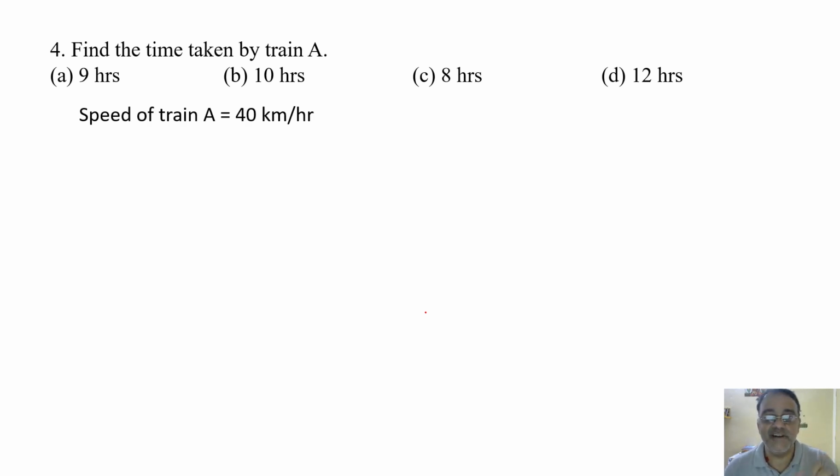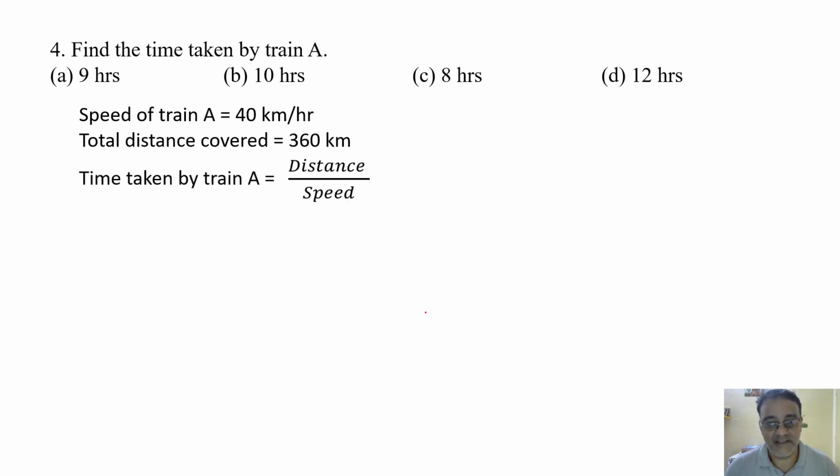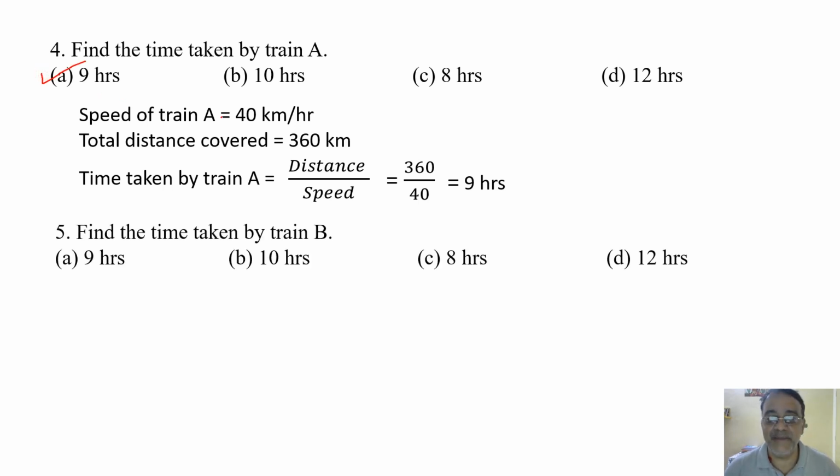Total distance covered is 360 kilometer, and we are using the formula distance upon speed. So 360 upon 40 is 9 hours. Then the correct option is Option A. Now find the time taken by train B.